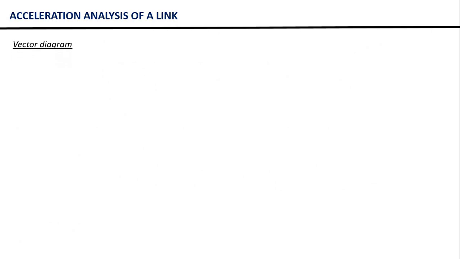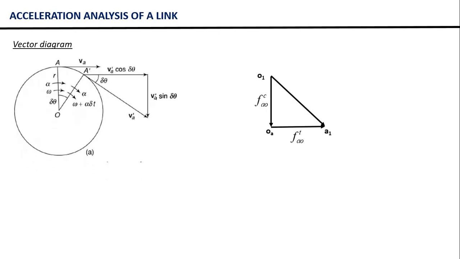Now let us see how we can represent the acceleration of point A relative to O through a vector diagram. This is very easy. Again, we are going to mark the pole point in the vector diagram. So this point O1 is a fixed point and it is representing the pole of the acceleration vector diagram. Now from this point O1, we will first draw the centripetal component, that is FAOC. We know FAOC is pointing in the downward direction, so the centripetal component of acceleration is pointing in the downward direction.